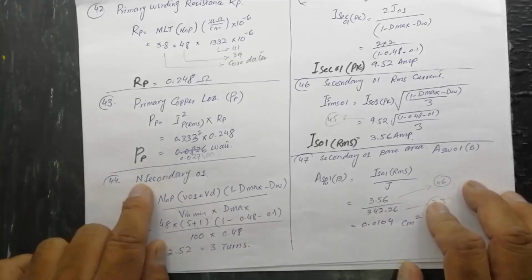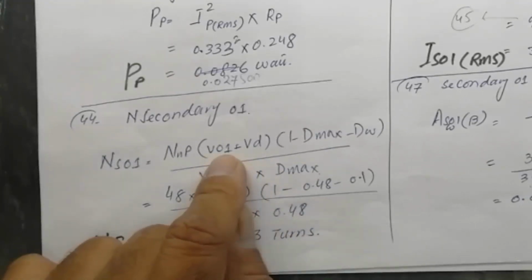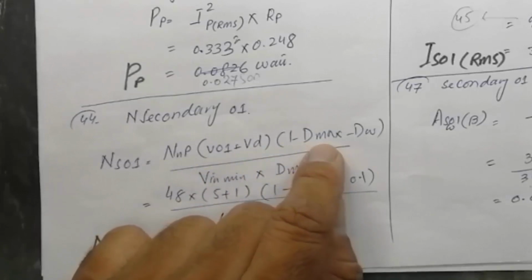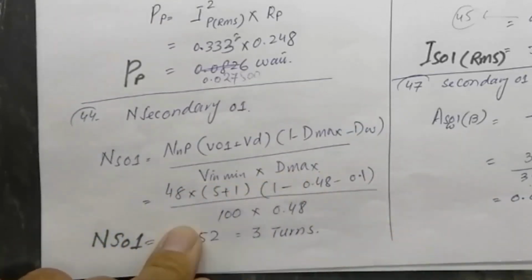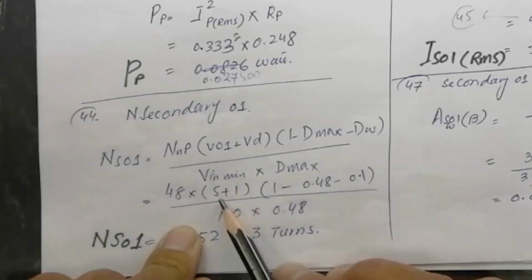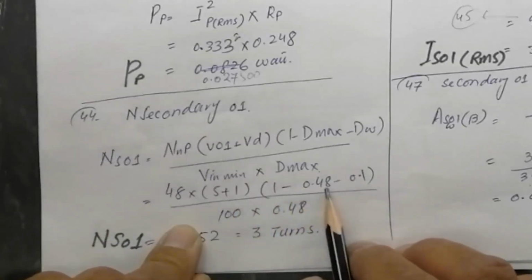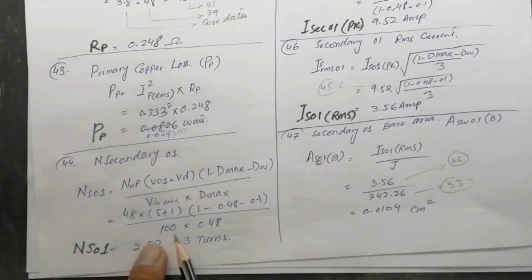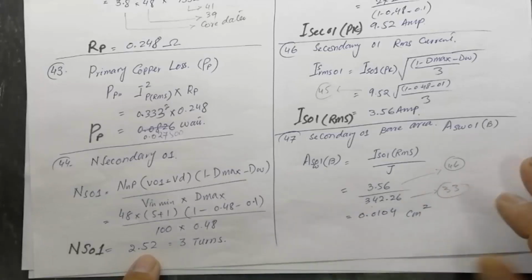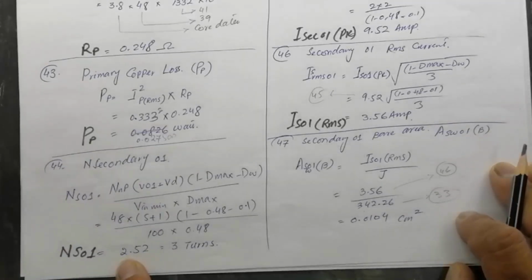Now we can calculate the number of turns of secondary 1, N secondary 1, from the primary turns. We have output 1, secondary number 1, 5 volt plus diode voltage, times 1 minus Dmax minus Dwell, divided by V in minimum, multiplied by Dmax, times 48, the number of primary turns. 5 plus 1, it is 5 volt output and 1 volt diode. 1 minus 0.48, where 0.48 is Dmax here, and dwell time is 0.1, divided by minimum voltage, times Dmax, it is 2.52. So the number of turns is 2.52, we have to select 3 turns. If we set 2 turns, it will decrease the output voltage, so we have to select 3 turns.